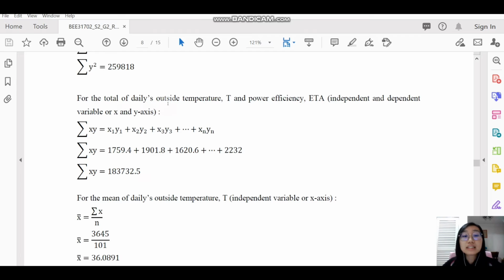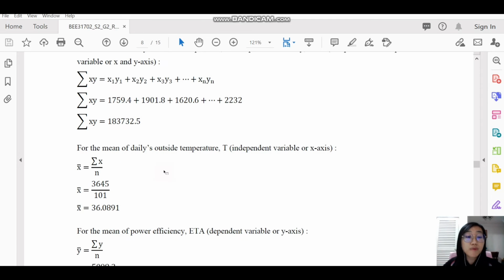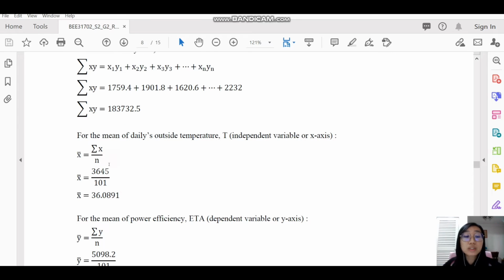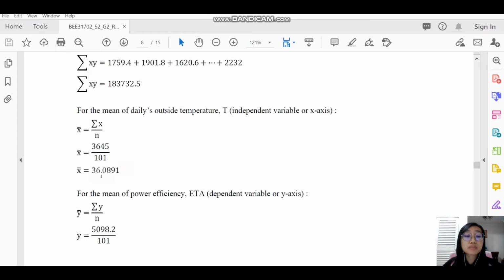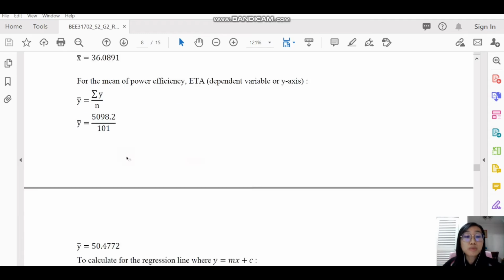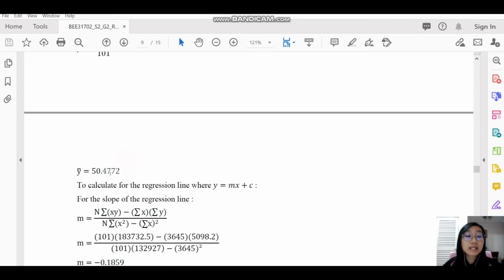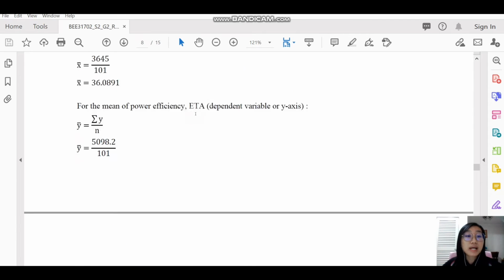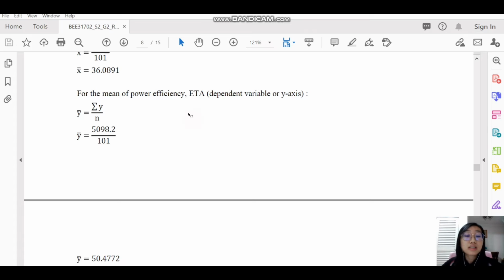For the total of the daily outside temperature T multiplied by the power efficiency, we can calculate by using this formula. Total xy is equal to x1y1 plus x2y2 plus x3y3 until the 101 data, and we will get that the total xy is equal to 183,732.5. For the mean of the daily outside temperature T, we use this formula, mean equal to total x over n, and we will get the mean is 36.0891. And for the mean of the power efficiency, EPA, we also use this formula, and the mean for y is equal to 50.4772.